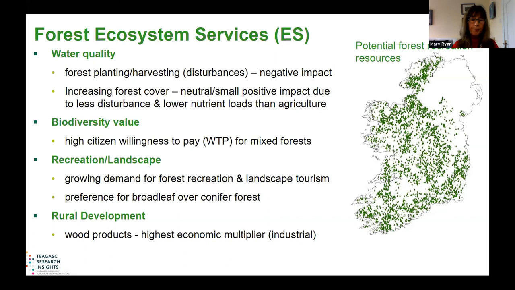Looking at the biodiversity value, there's a high citizen willingness to pay for mixed forests in terms of recreation and landscape. There's a growing demand for forest recreation and landscape tourism, and that's something that we're working on at the moment in terms of modelling the potential forest recreation resources around the country. We also note a high preference for broadleaf over conifer forest in landscape surveys. In terms of rural development, it's a very good news story in that wood products is the highest economic multiplier of the industrial sectors, and that's largely because the inputs are largely domestic.